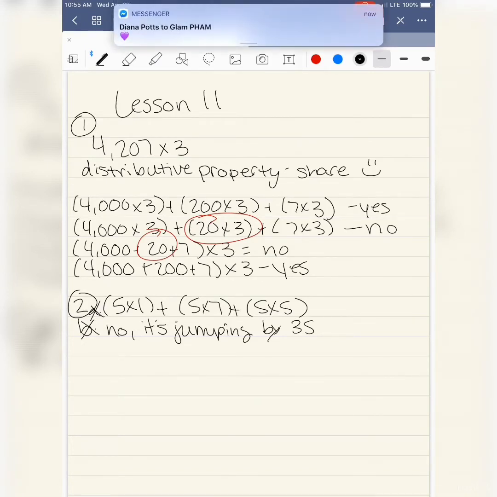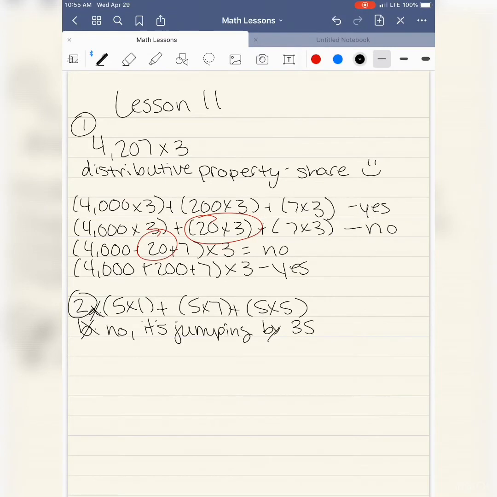Let's look at C. We have 5 times 100 plus 5 times 70 plus 5 times 5. Y'all, I completely skipped C. I'm so, so sorry. Yes, C will work as well, and D. C and D work. That is my fault.